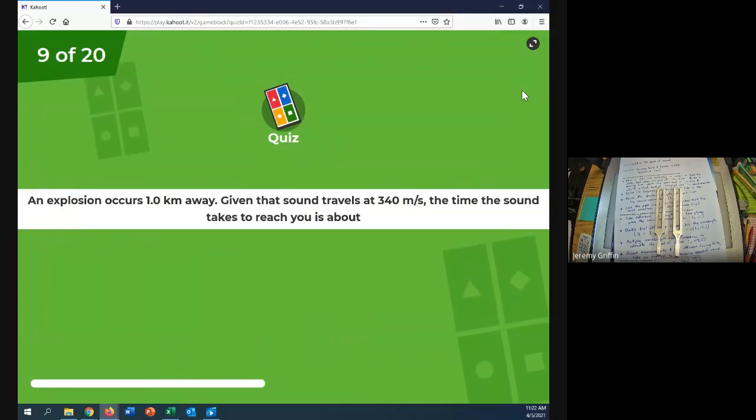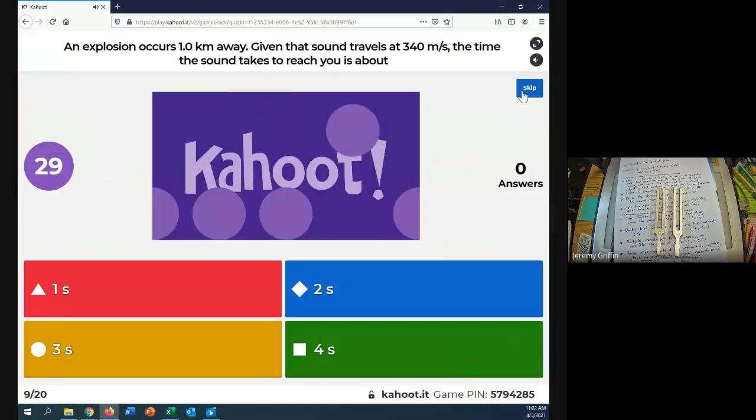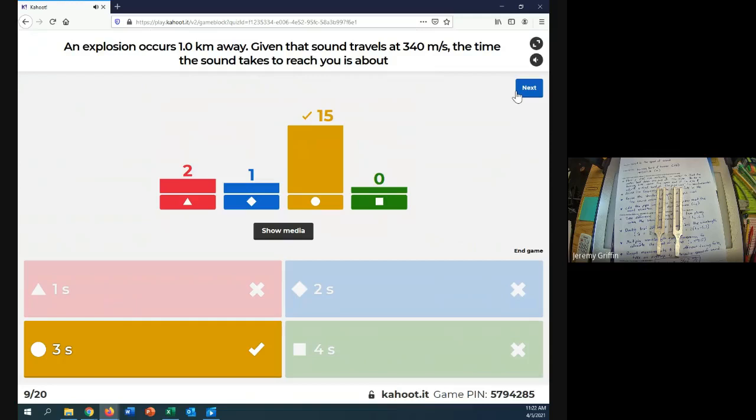Unbelievable. The explosion occurs 1 kilometer away. Now, you know the speed of sound is about 340 meters per second. How much time would it take for that sound wave to reach you from 1 kilometer away? About 3 seconds, right? Take 1,000 meters divided by 340 meters per second. It's really close to 3 seconds.